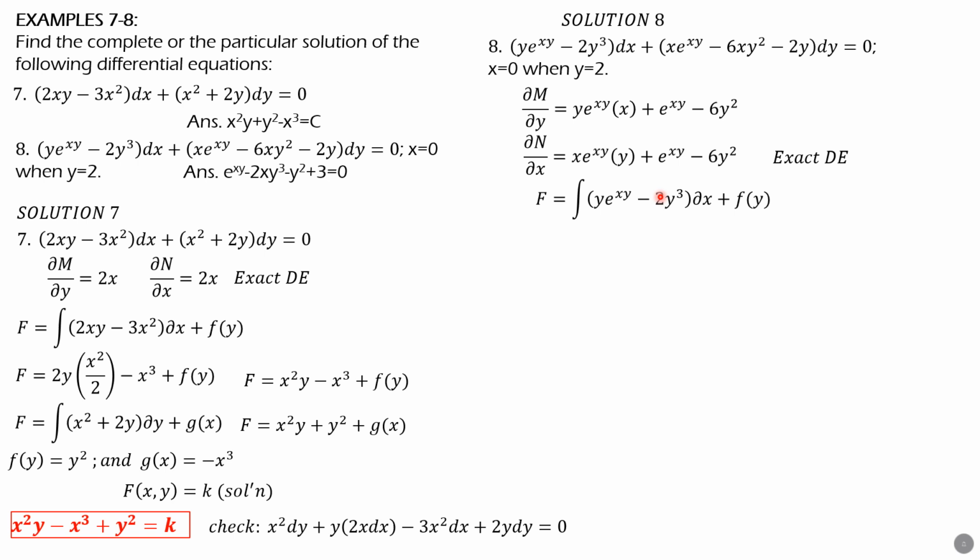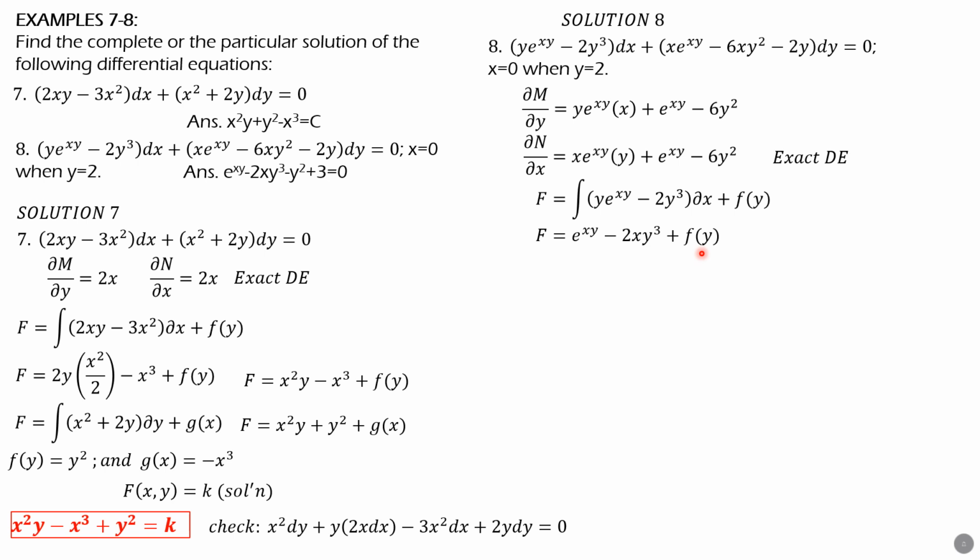Then because this is constant, the variable is x, so minus this constant, 2y cubed, integral of partial of x is x. So this becomes minus 2xy cubed, then plus f of y. So the integral is e to the xy minus 2xy cubed, then plus f of y.